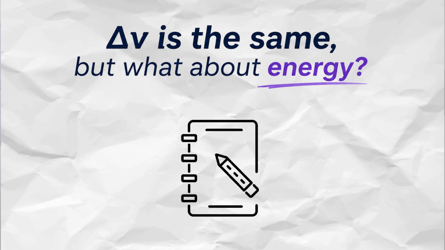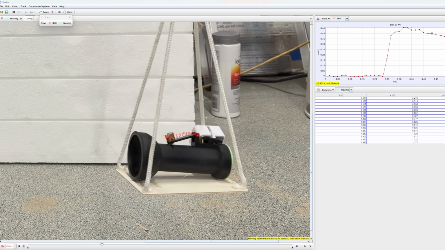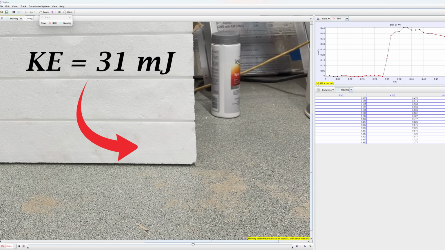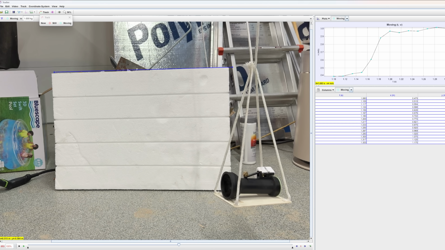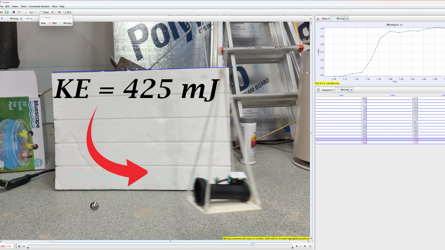Let's calculate the kinetic energy gained by the rocket in both cases. In the first launch, the rocket went from 0 to 0.4 meters per second. That corresponds to a gain of only about 31 millijoules of kinetic energy. But in the second launch, the rocket went from 2.5 to 2.9 meters per second. That corresponds to a gain of about 425 millijoules of kinetic energy.